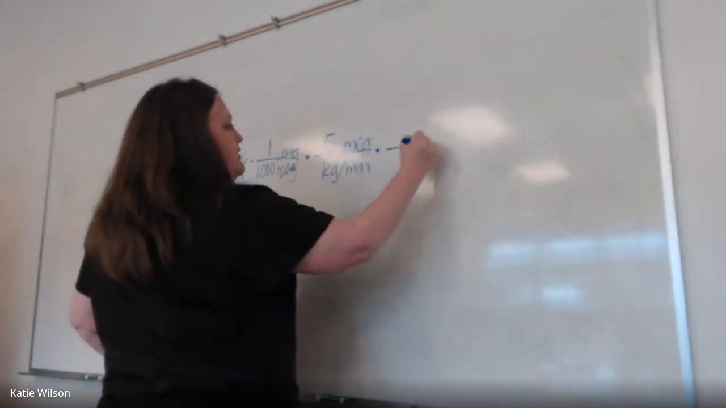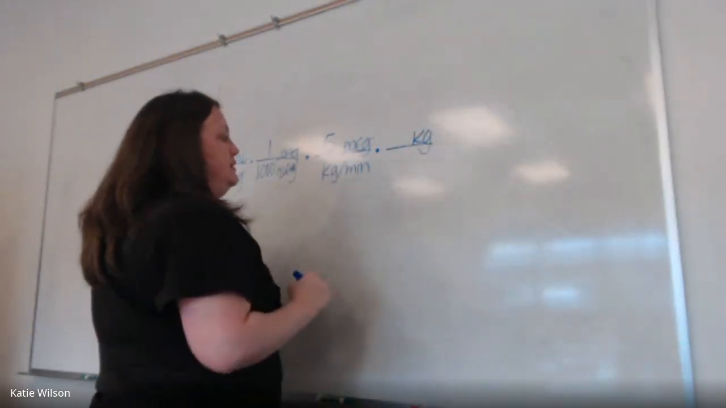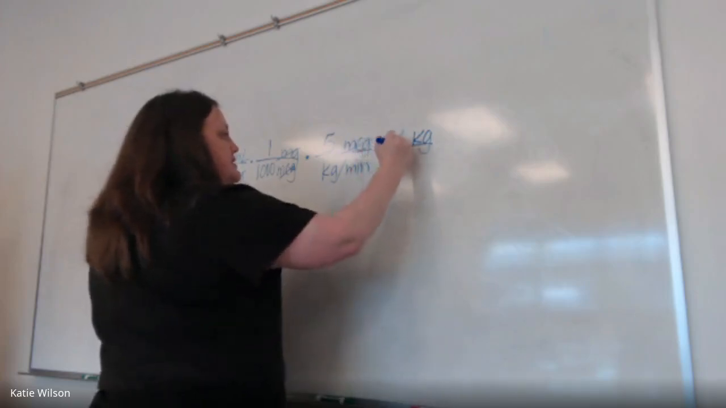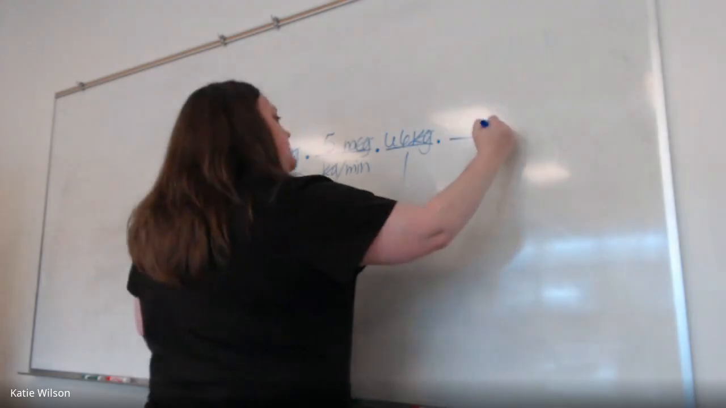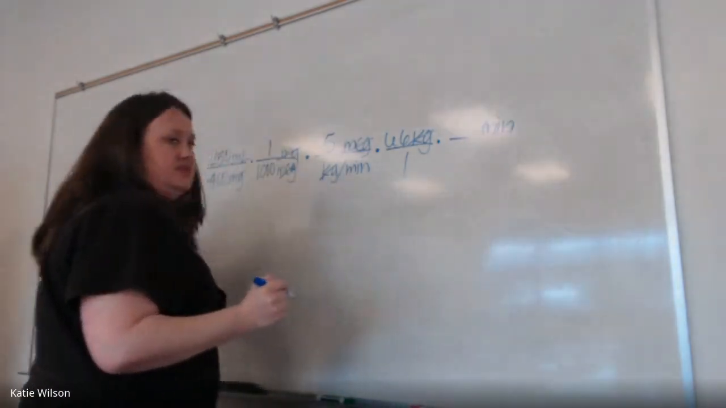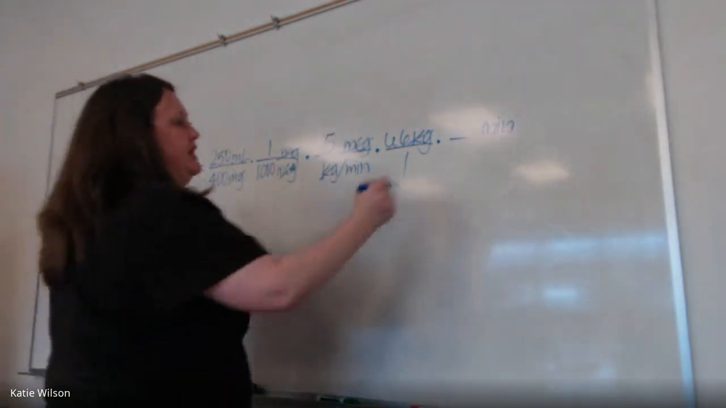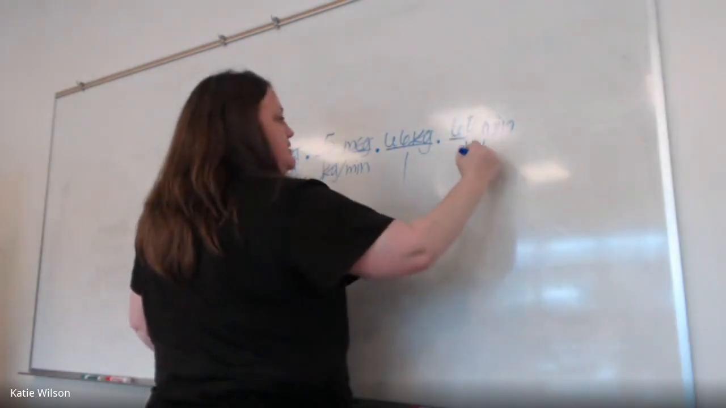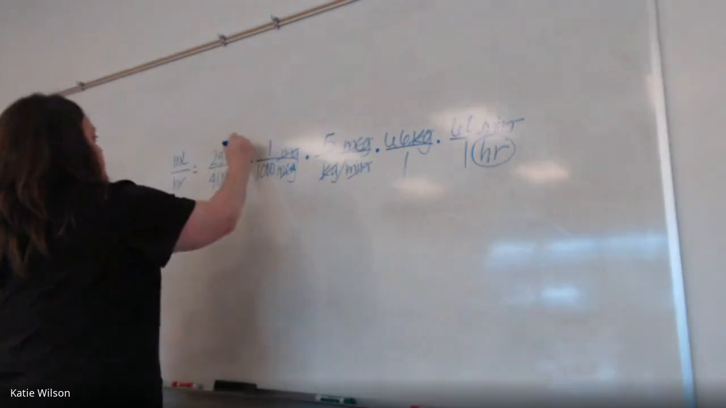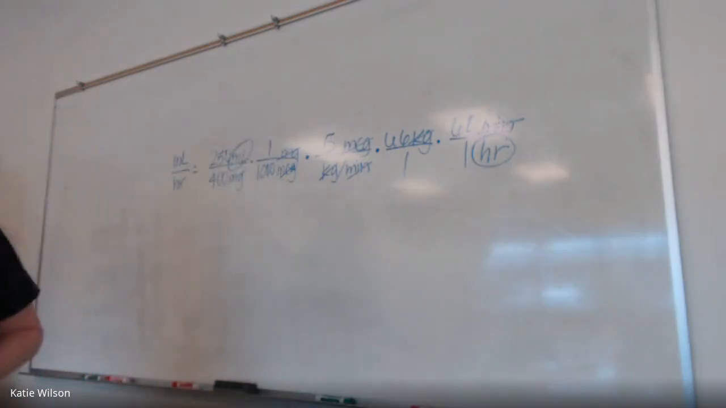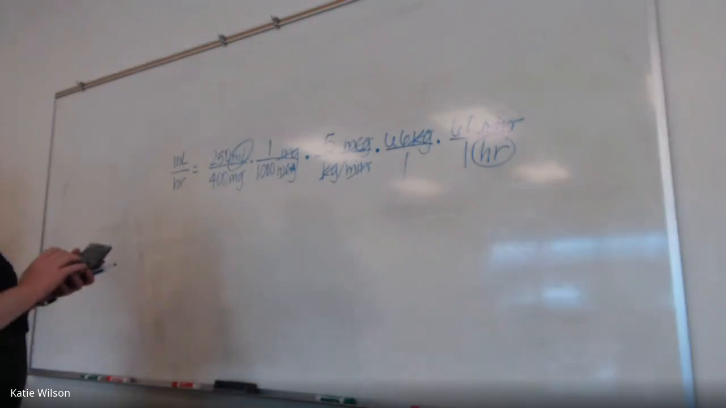So now I want to get rid of the kilograms. What does the patient weigh? 66. Put that over 1. That gets rid of the kilogram. Now I need to get rid of the minute. I want my final answer to be in hours. So I put my conversion, 60 minutes to 1 hour. And that gets rid of minutes, hours on bottom, milliliters on top. Problem should be set up correctly. 250 times 1 times 5 times 66 times 60.